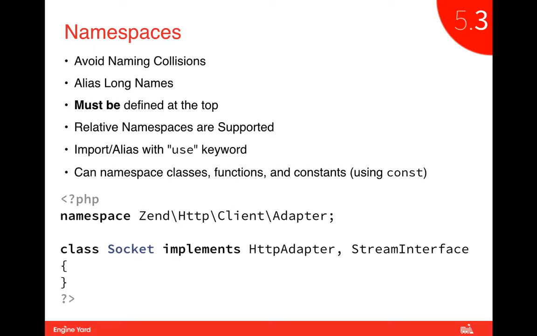So this is sort of a strip from Zend framework. So namespace Zend\Http\Client\Adapter. We're creating the socket class, which lives under that, so its full name is that string plus this, implements these. Now, these are relative to being inside this namespace. So this interface is actually Zend\Http\Client\Adapter\HttpAdapter, right? Because we're inside a namespace, everything here is relative to it.